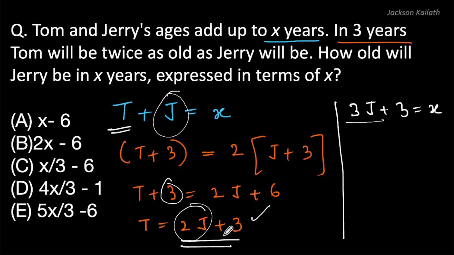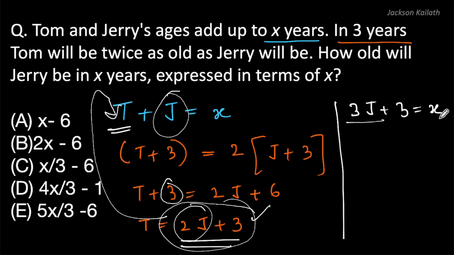Okay, so what did we do? We just substituted this over here and we got 3J plus 3 is equal to X, or J is equal to (X minus 3) divided by 3. So J would be (X minus 3) divided by 3.